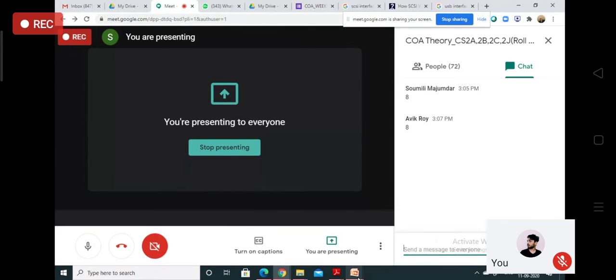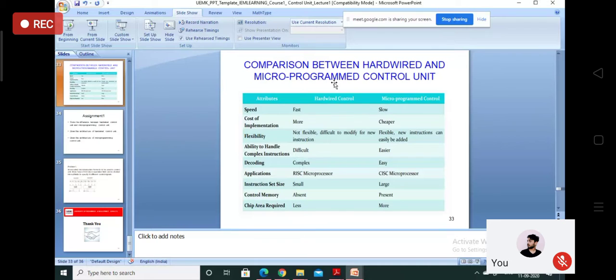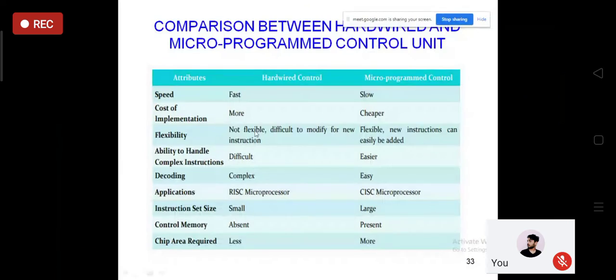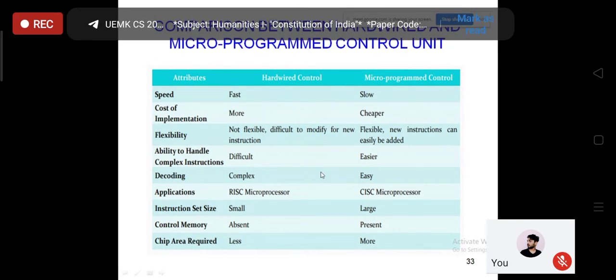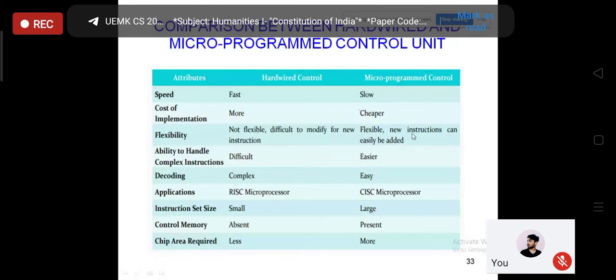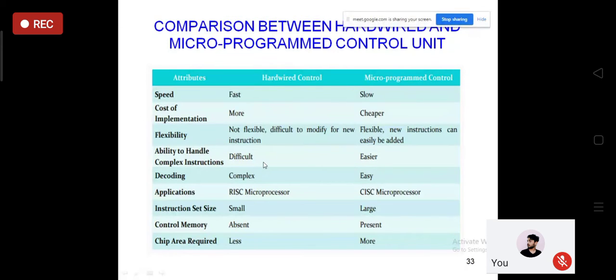So please note the questions also. What are the differences between hardware control and microprogram control? This one is faster and this one is slower. This is more expensive and this is cheaper. The cost basically depends, but if the hardware cost is more, we can find it more. It depends on the total thing, the size of the control memory and all the associated devices. Flexibility-wise, the microprogram control unit is flexible, but this is not flexible.